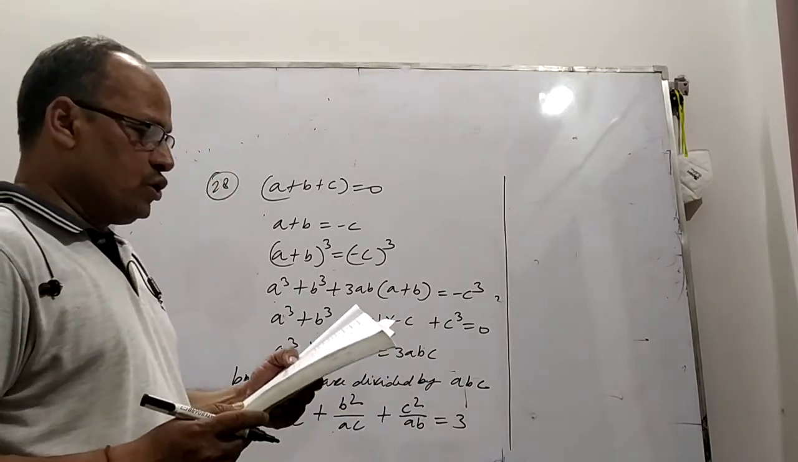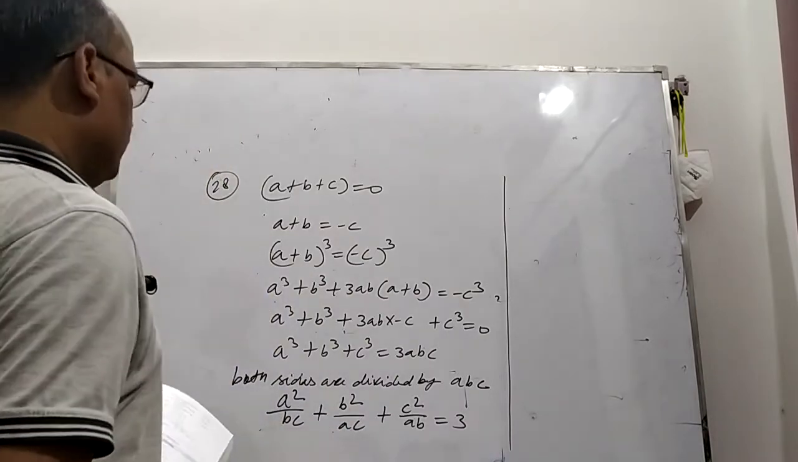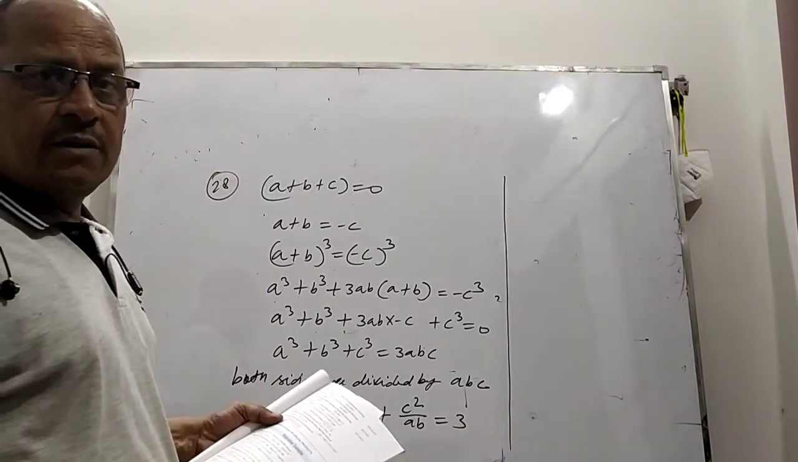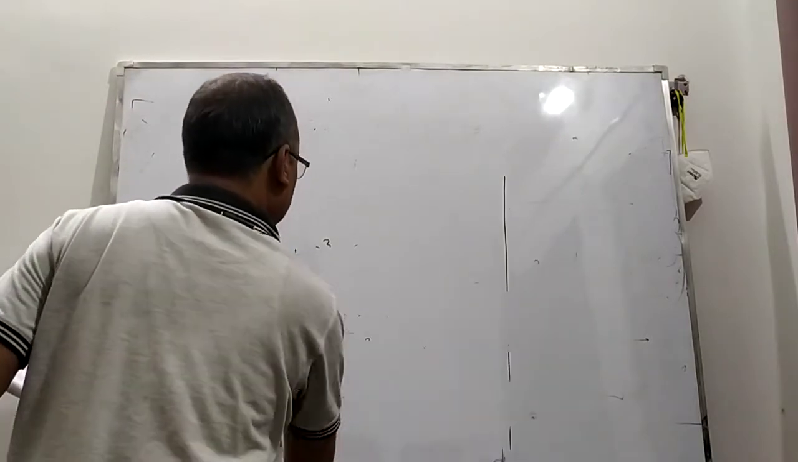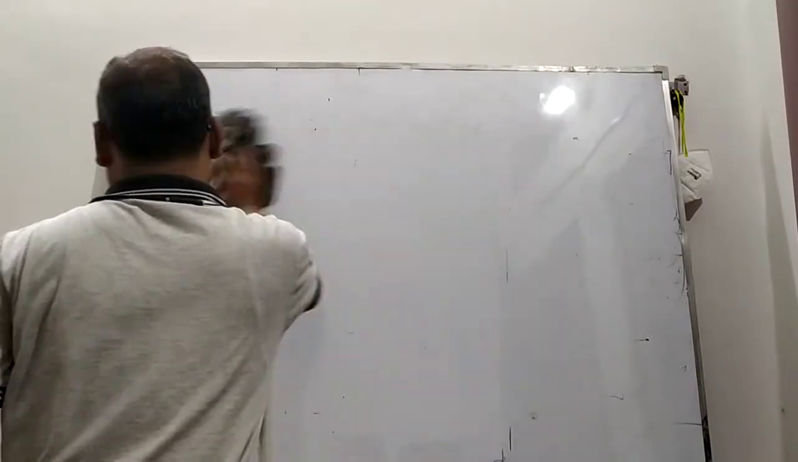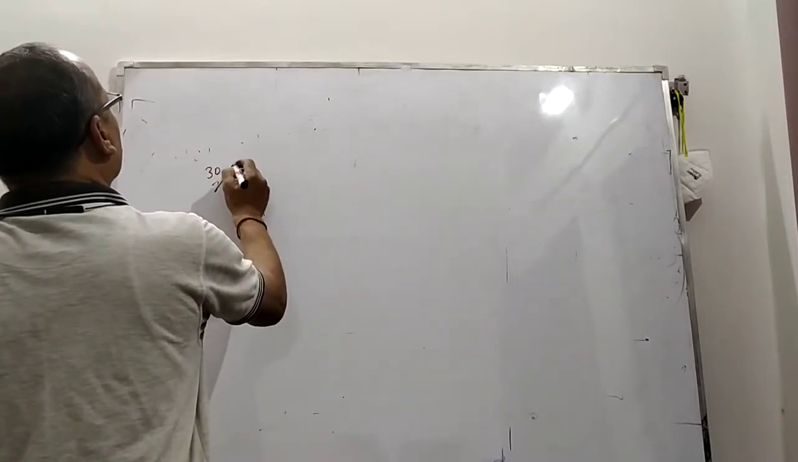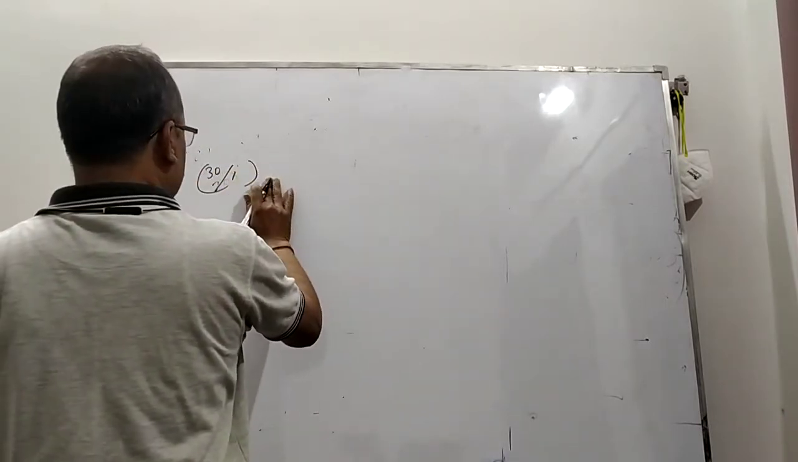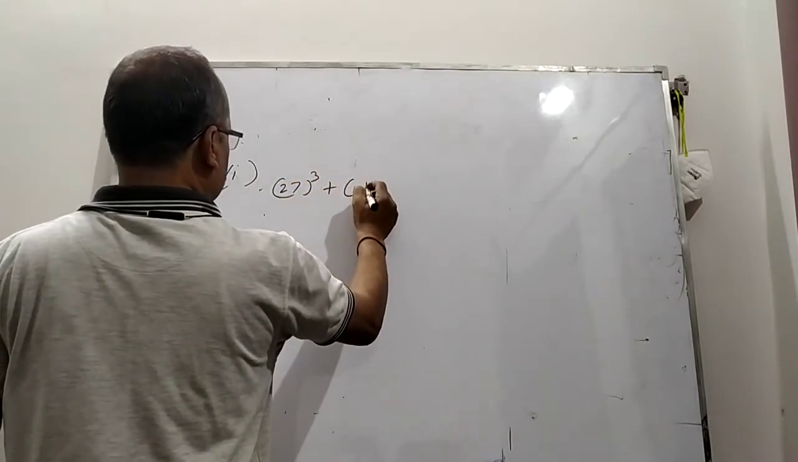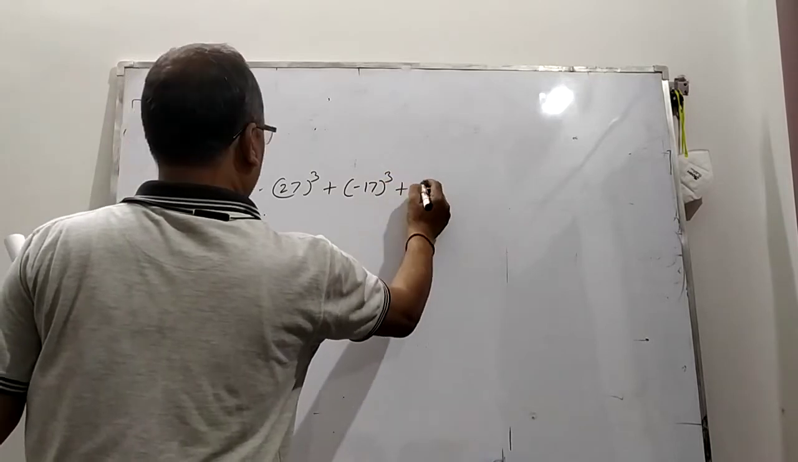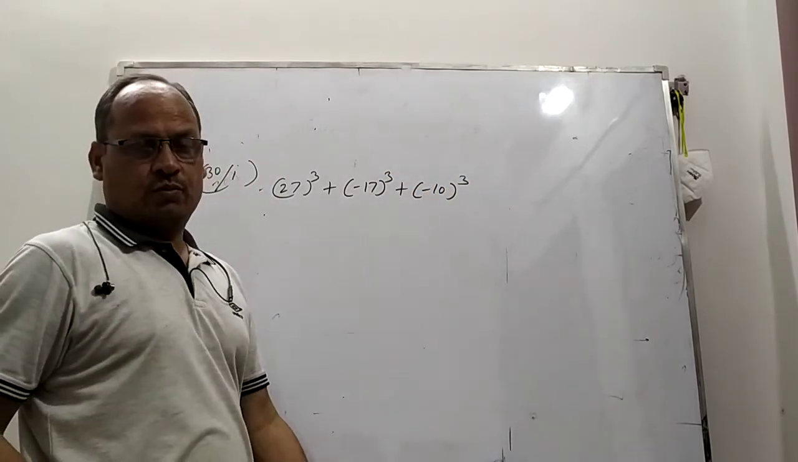Now see question number 30. Is it clear? First part: 27 cube plus minus 17 cube plus minus 10 cube. What will be its value?